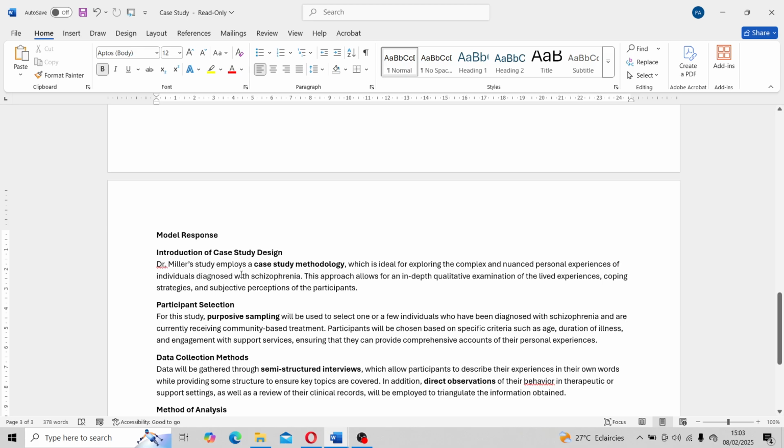Introduction to the case study. Dr. Miller's study employs a case study methodology, which is ideal for exploring complex phenomena. This is just like an introduction. This approach allows the exploration of coping strategies and that. Now, participant selection: you can use purposive sampling, or maybe you can use volunteer sampling. That depends on you, and it will be used to select one or a few individuals who have been diagnosed with schizophrenia and are currently receiving treatment. So this depends on you.